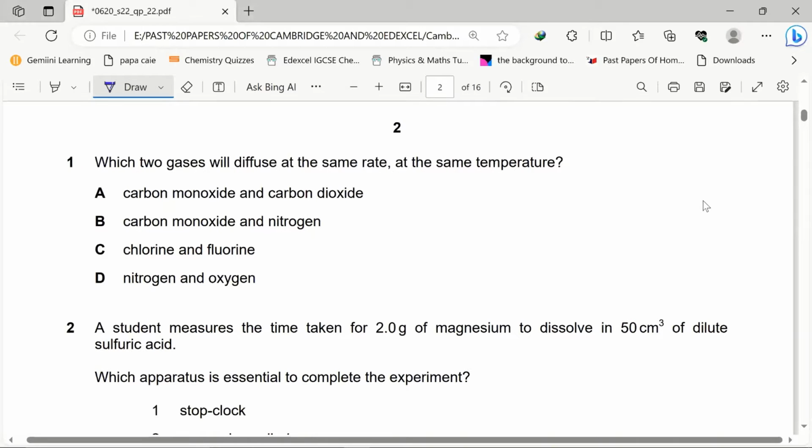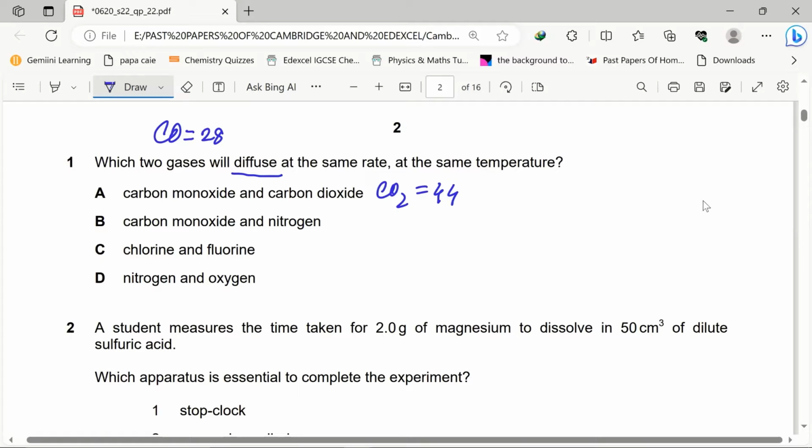Which two gases will diffuse at the same rate at the same temperature? So you see, we need to find the rate of diffusion. So we need to find basically the mass of the molecules present here. Carbon monoxide is CO, which is 12 plus 16, so 12 plus 16 is 28. And carbon dioxide is CO2, which is 44. The same rate at the same temperature, so the mass should match, right? So we know lighter particles travel faster than heavier ones, and same mass particles will diffuse at the same rate.